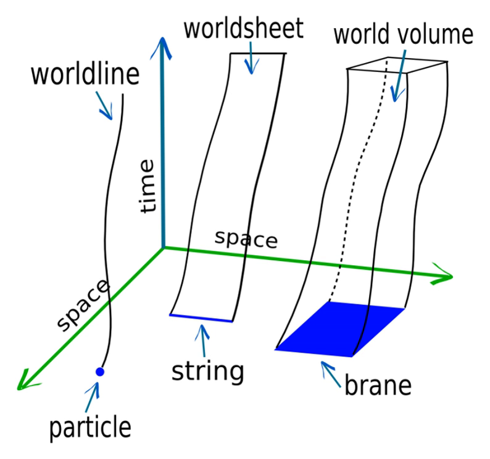The idea of world lines originates in physics and was pioneered by Hermann Minkowski. The term is now most often used in relativity theories, i.e., special relativity and general relativity.